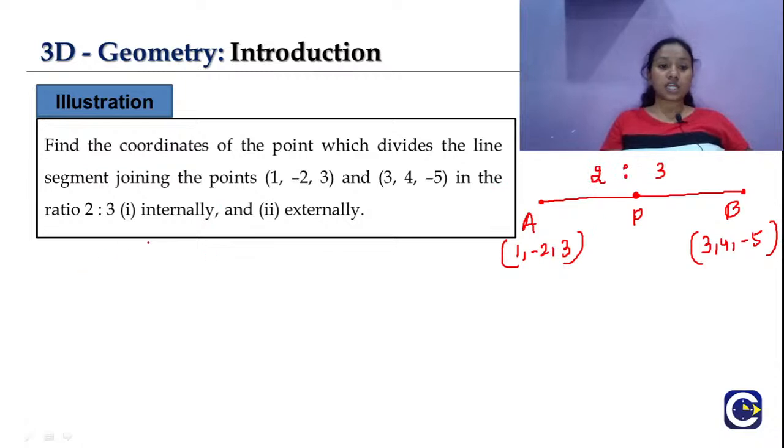So the first case mentioned, the first condition, is the internal division. Apply the section formula related to the internal division and find the coordinates of this point P, which is dividing the line segment AB in the ratio 2 is to 3 internally.